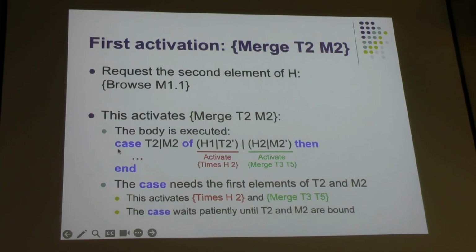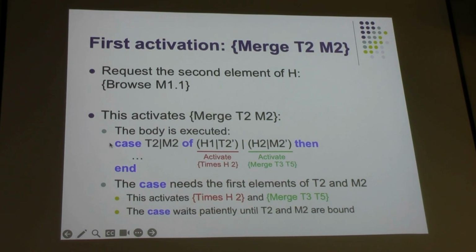Now the body has a case statement in it on T2 and M2. And it needs the first two elements of T2 and M2. So this will recursively activate. You see, it'll activate T2, the lazy suspension on T2 and on M2. So here there's a times H2, and a merge T3, T5 attached to these. And the case statement will just wait forever until these two are bound. So this is still a data flow wait.